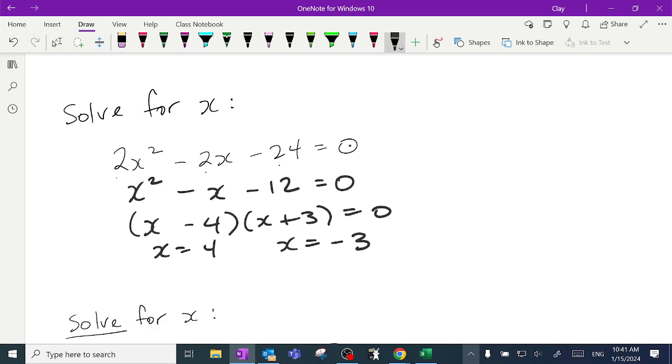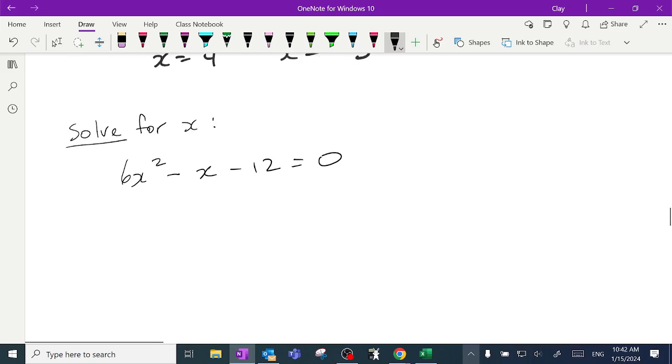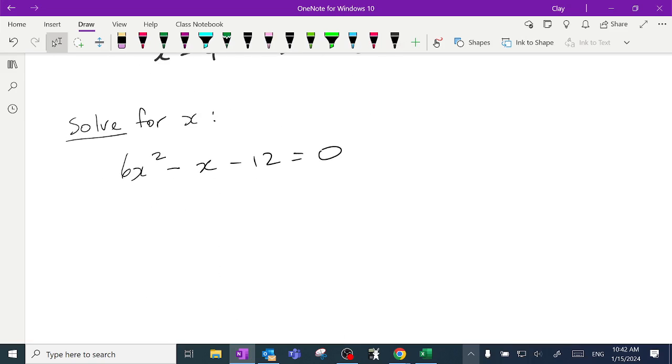Sadly, sometimes the a value that isn't 1 doesn't just nicely factor out of all 3 of them. Like, look at this guy. I can't factor a 6 out of here. That would make this 1/6. I do not wish to play with fractions. Thank you very much. What do we do here?